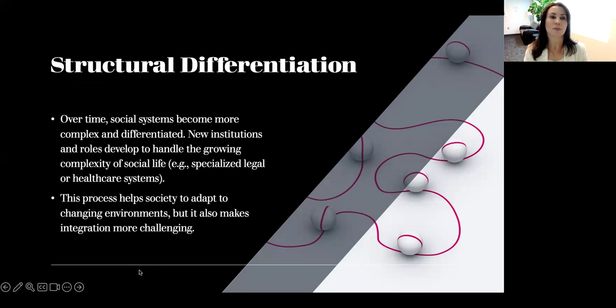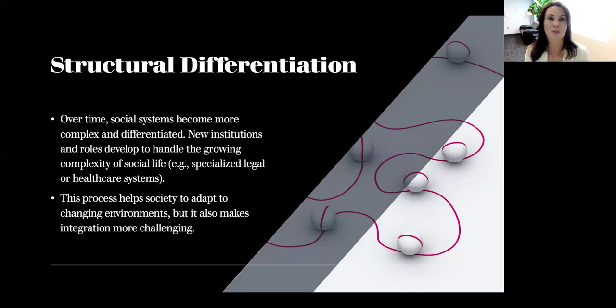Structural differentiation. Over time, as I mentioned earlier, social systems change. However, for example, he says, over time, social systems become more complex and differentiated. In the beginning, within the one community, there was everything in there. The elderly taught younger people how to do things, right? Whatever they know, they passed on the knowledge. That was education. And then they were also the ones who healed people, and they also participated in gathering or hunting or those kinds of things.